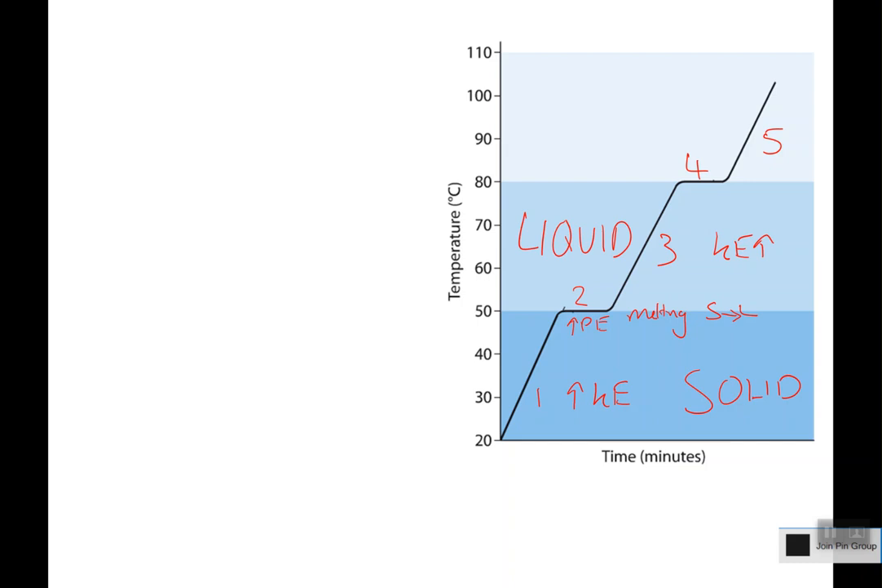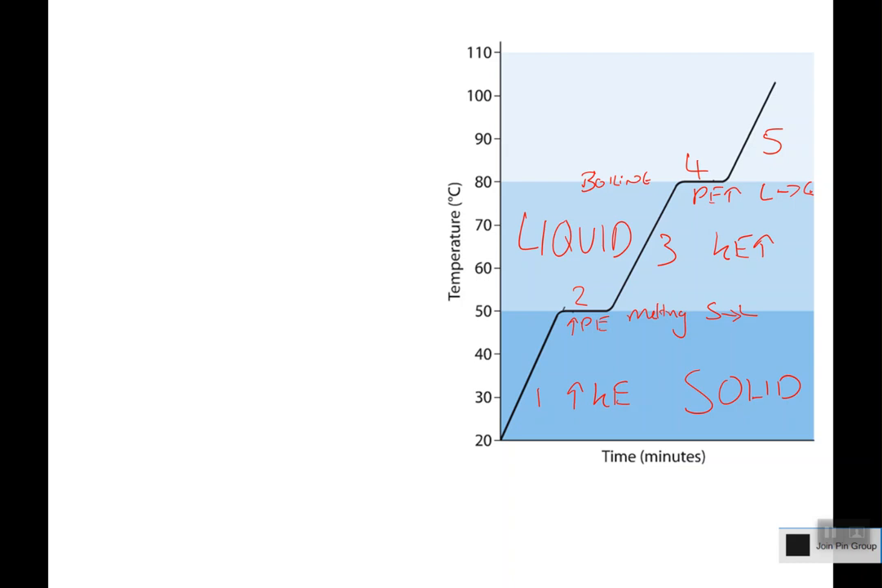At stage 4, we've made those particles move as fast as we can. We're now turning the energy we're transferring into potential energy again. So here the potential energy is increasing, and again, the temperature is not changing. We have a change in state. So now we're going from liquid to gas. That change in state is boiling.